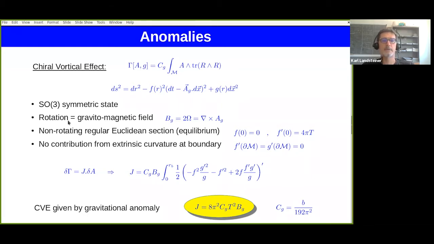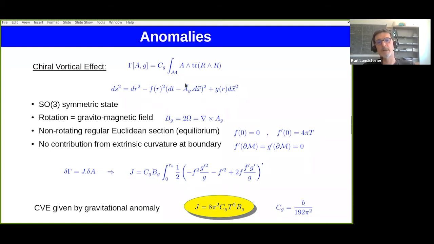So here I've written down a typical black hole geometry. r is just the coordinate in the 5th dimension. t and x are the coordinates of your 4-dimensional Minkowski space. f and g are some functions, which for the moment I just want to be one on the boundary.